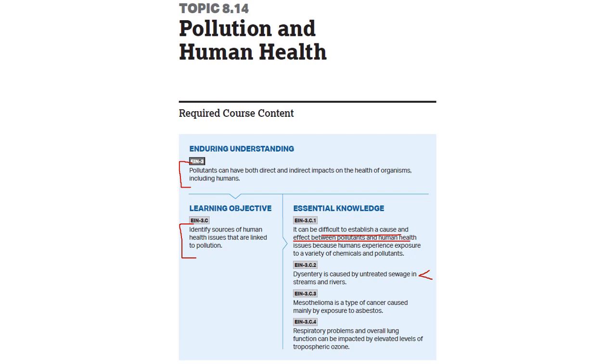We've talked about that in class, how it's really difficult to do human studies. Like you cannot, for ethical reasons, expose people to varying levels of pollutants and track them in a controlled study. Okay, so for many reasons, it is difficult to determine a 100% direct relationship between the cause and effect of pollutants and human health issues.